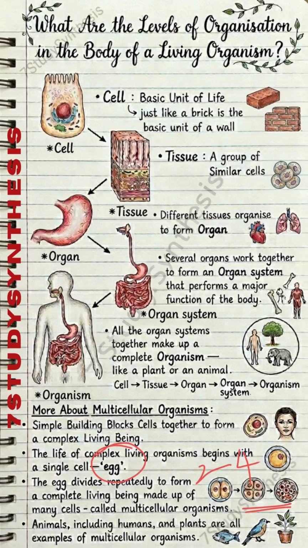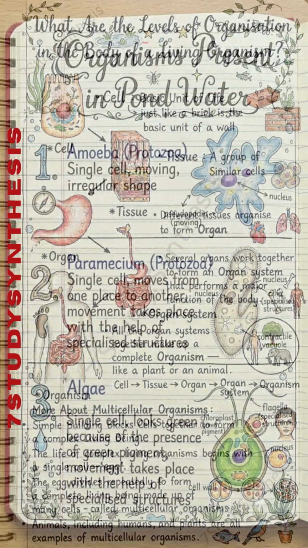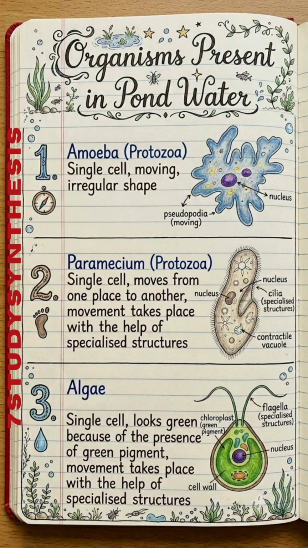Animals like human beings, plants, we all are examples of multicellular organisms, right? Organisms present in pond water. The first one is amoeba. It is a protozoan. Protozoan means primitive animals, right? This is single celled, that means unicellular, moves with the help of false feet, pseudopodia. It is irregular in shape.